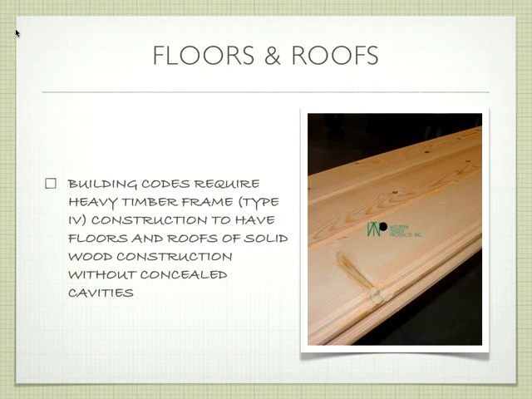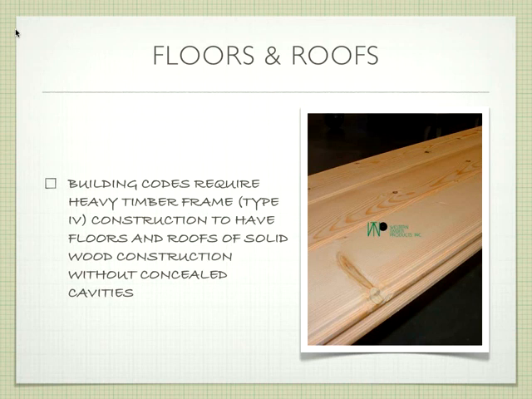If it's going to be only heavy timber construction and you're getting that fire rating, so this is not mixing, then the floors and roofs need to have solid wood construction. This is where we're talking about that tongue and groove, right? We need solid wood separating the floors, so it's not just plywood. There are no concealed cavities.